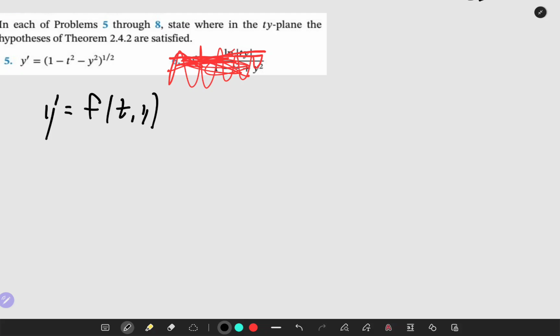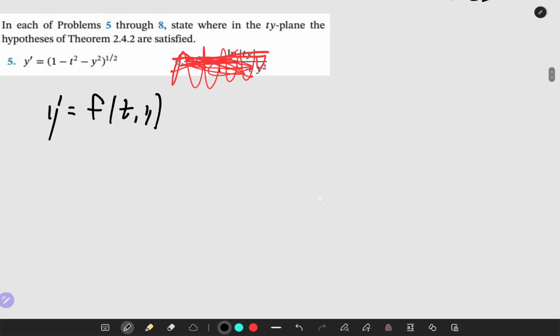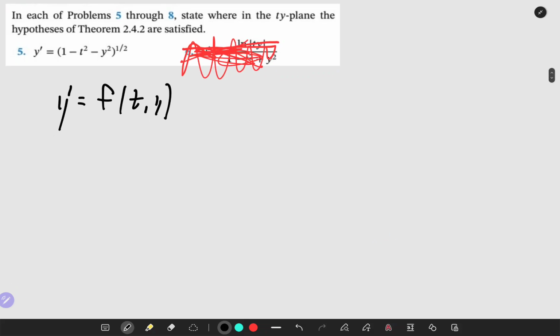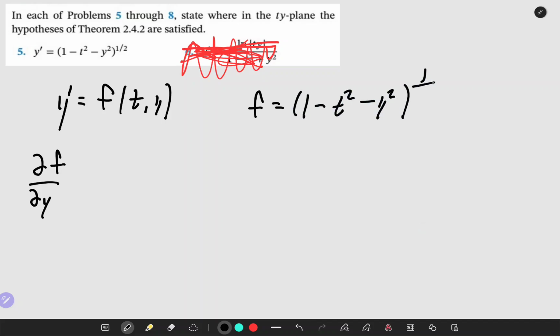So let's solve it. So now remember, for this one we had to use partial derivatives, right? We had to use partial derivatives for nonlinear. So we have to take the partial of f with respect to y. Now f is equal to 1 minus t squared minus y squared to the 1/2, right?